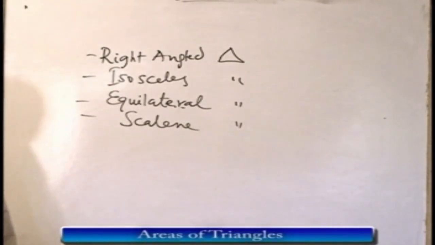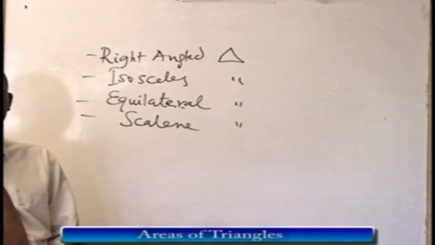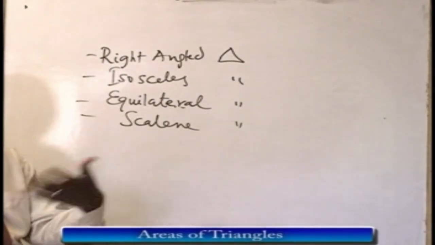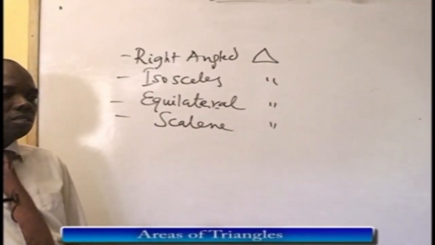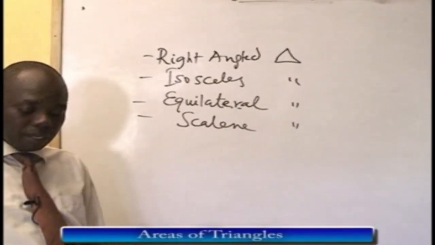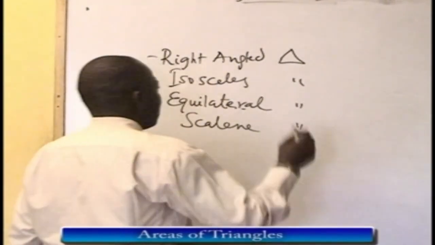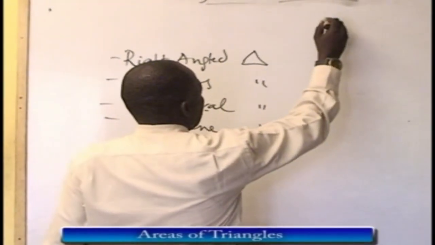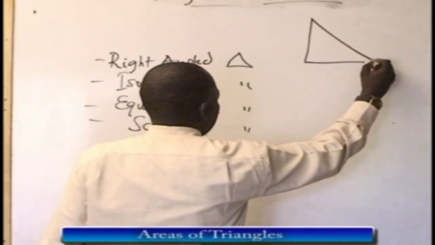Now each of these triangles has its own unique properties, and the unique properties will help you to know how to deal with them when you are faced with them in your exams or in your day-to-day working with mathematics. Let me give you the shapes so that when you see them, you know the type of triangle you're dealing with. The first one is usually of this format.